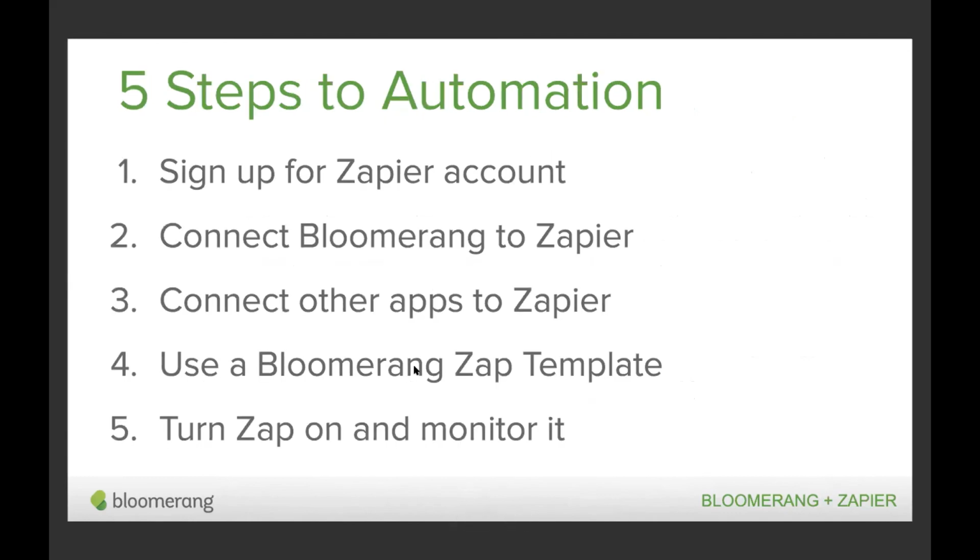Now, when it comes to getting started with Bloomerang automations, step 1, sign up for Zapier. Steps 2 and 3, connect to your apps that you're using. So connect Bloomerang, connect any other apps you're using. Step 4, select one of those Bloomerang Zap templates to get started and get comfortable with Zapier. And then turn your Zap on and monitor it. Give yourself a high five when it runs successfully and build confidence in resolving errors if something doesn't go as planned.